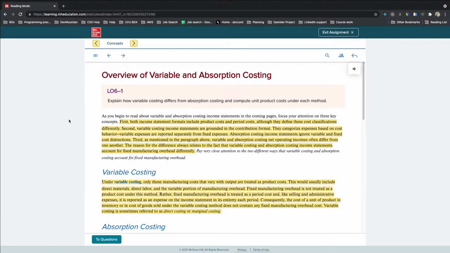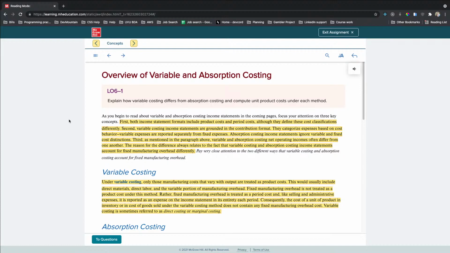Third, as mentioned in the paragraph above, variable and absorption costing net operating incomes often differ from one another. The reason for the difference always relates to the fact that variable costing and absorption costing income statements account for fixed manufacturing overhead differently.